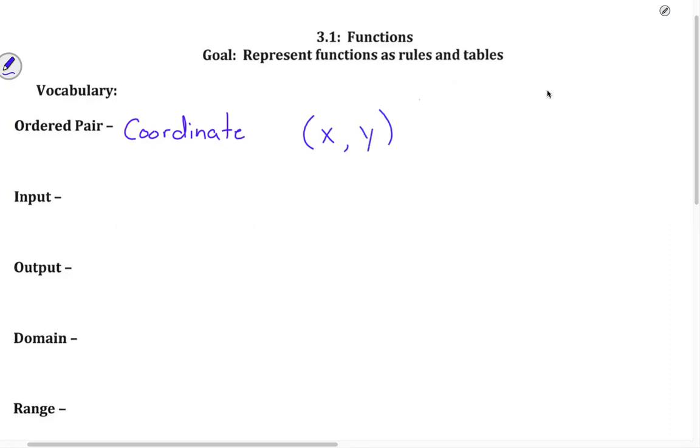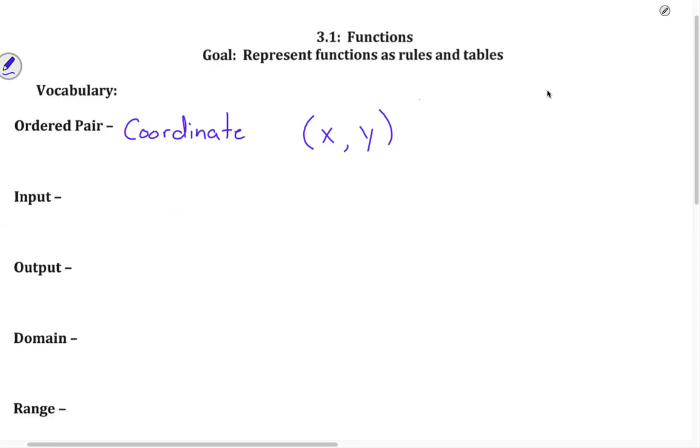It's made up of two things, an X and a Y, and it's alphabetical. The X value comes first, and then the Y value. So you're going to give me how much left or right, followed by up or down. Make sense? Remember, it's just alphabetical.